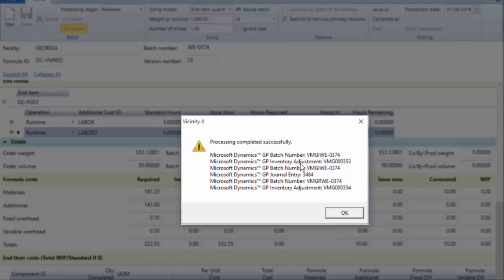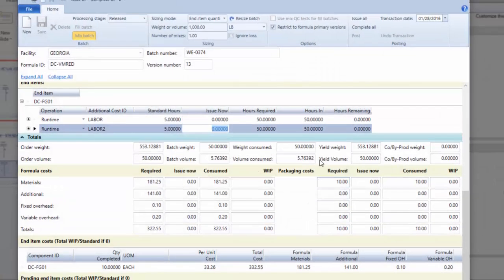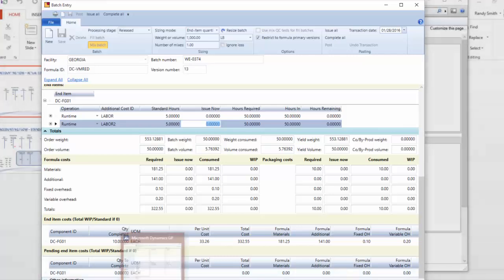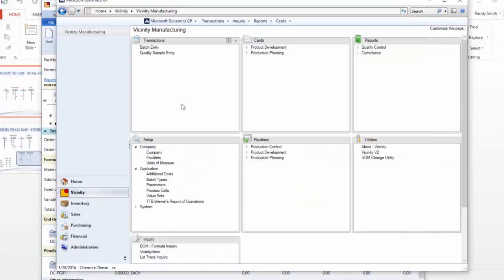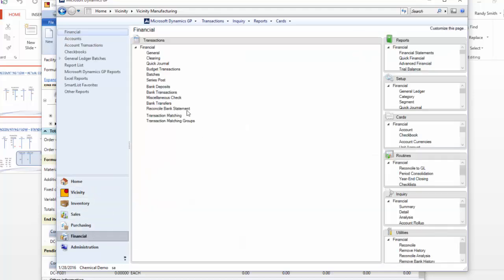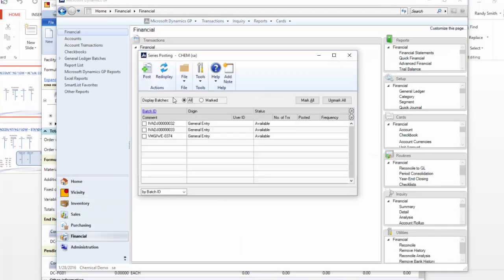There's a transaction first off for my raw material usage. That's going to be inventory adjustment 353. Then I've got a labor applied, which is a journal entry. And then finally is the finished good being put on hand at 354. So let's go take a look and see what's going on in the general ledger. It's actually already posted through my inventory transactions into inventory. And let's go see what's happening over in the general ledger then.